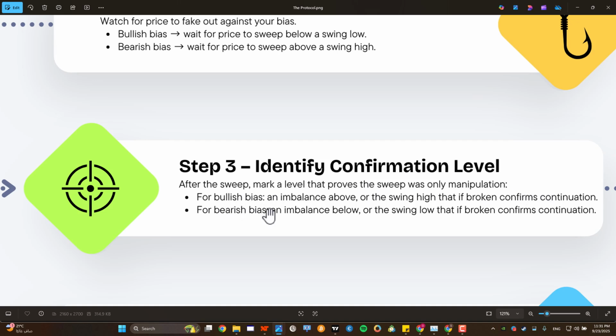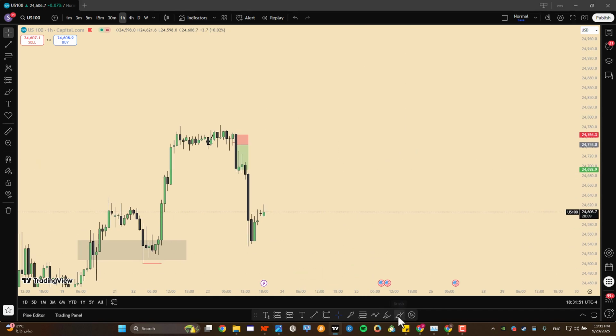For a bearish bias, just like we have today, the confirmation level is an imbalance below or the swing low that, if broken, confirms the continuation. So sometimes it's going to be an imbalance. Most of the times it's going to be a swing low or a swing high.